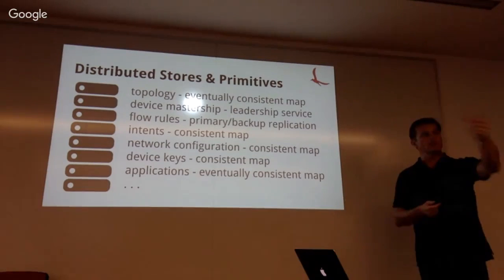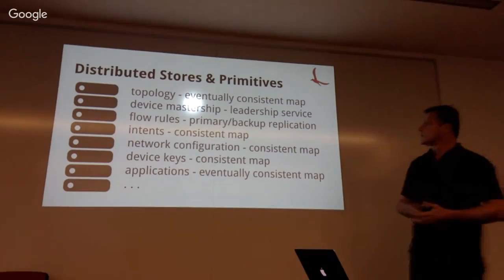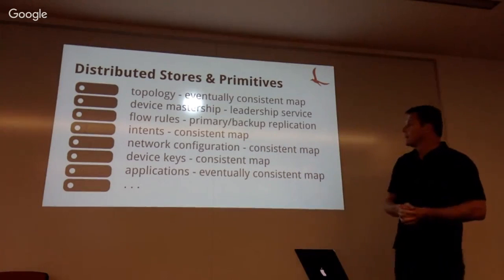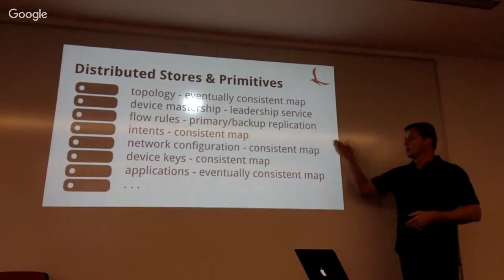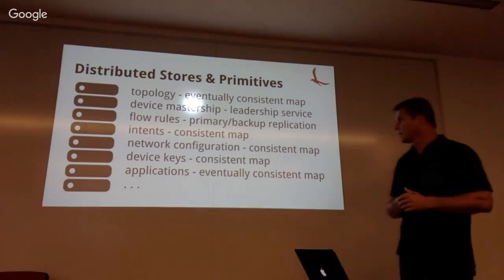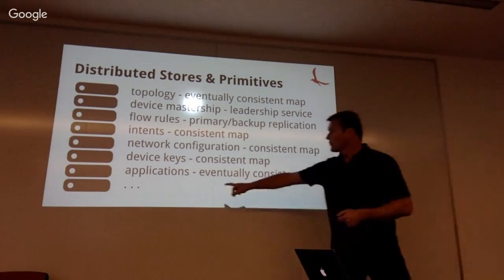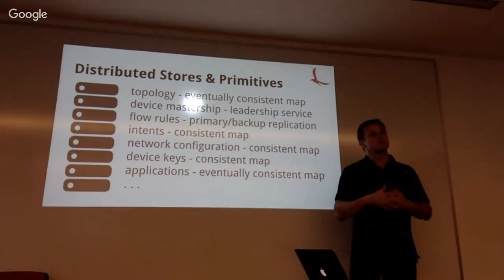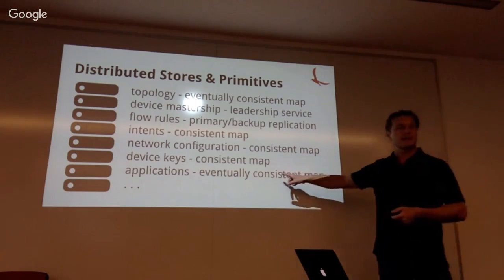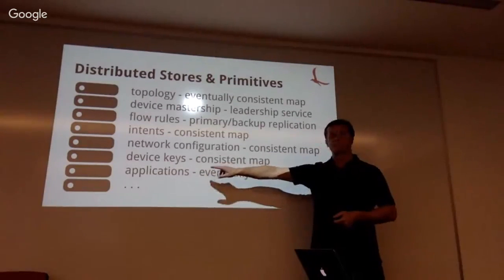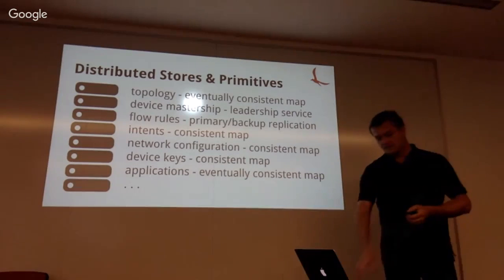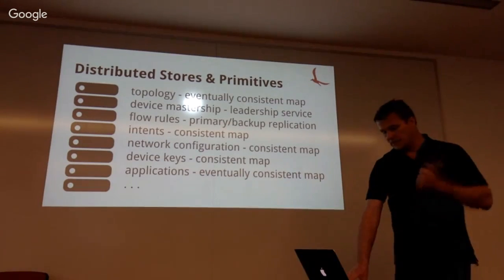Again, an example of information coming from the north to the south, consistent. This is also consistent. It just uses a primary backup strategy. Same thing for network configuration, for device key management. Those are examples of consistent map. As a matter of fact, application state was originally treated in a loosely consistent fashion, and we actually discovered there were some corner cases that led to issues. And this slide is slightly out of date. We've actually migrated the applications to be backed by fully consistent state. So there are just some examples.